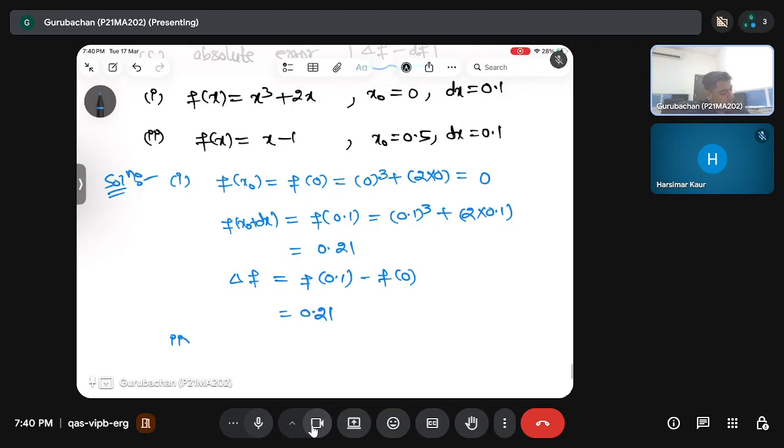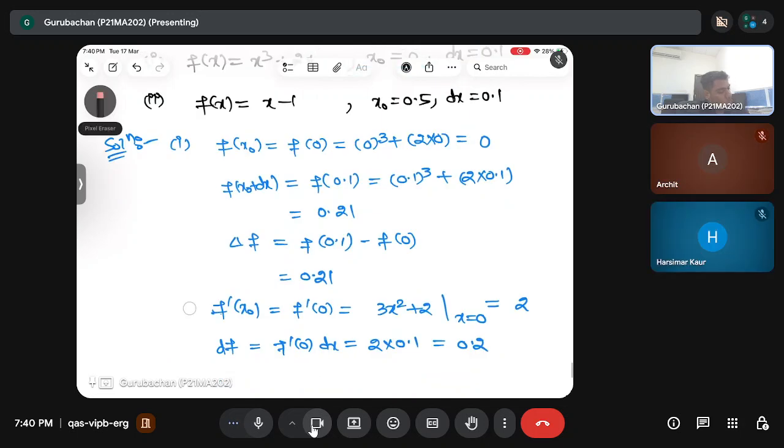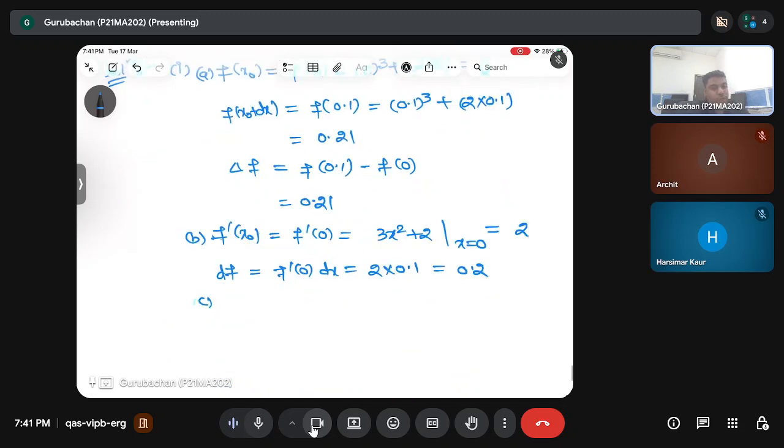Now the second one is the differentiation of this. We have to calculate f dash at x naught first of all. So f dash at x naught is f dash at 0, that means 3x square plus 2 at x equal to 0. So this will give you 2, and df is nothing but f dash 0 into dx, that is 2 into 0.1, it is 0.2. So this is your a part, this is your b part, and c part is the absolute error.